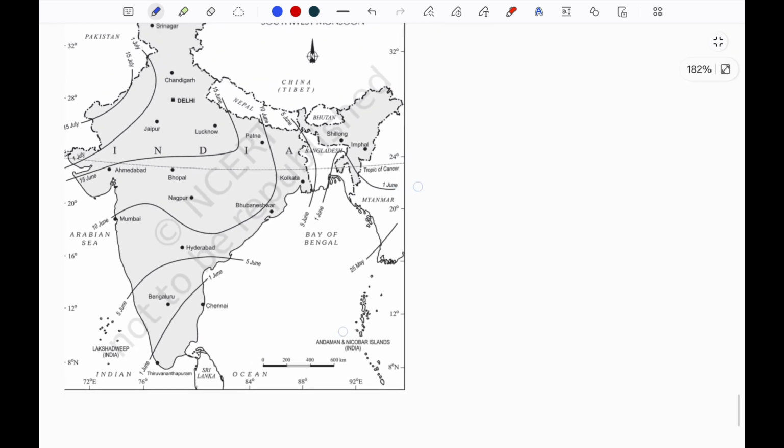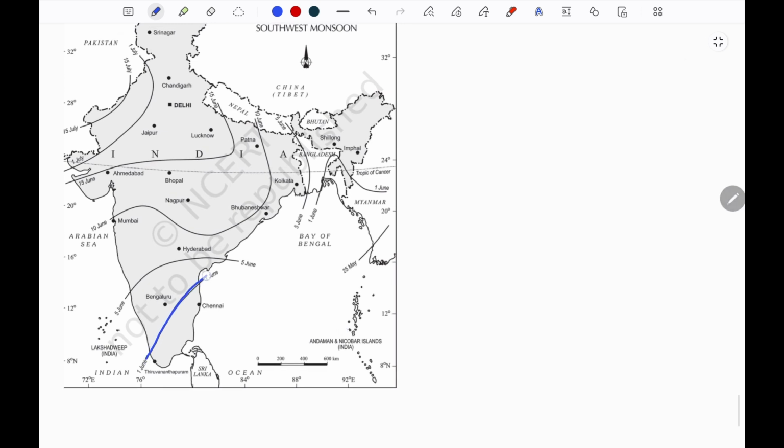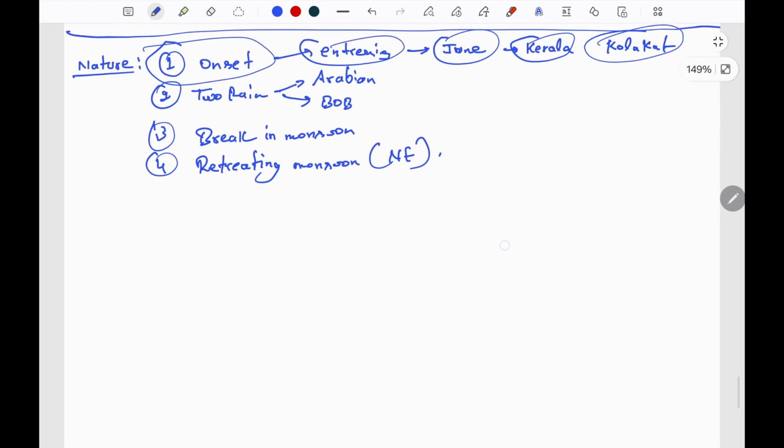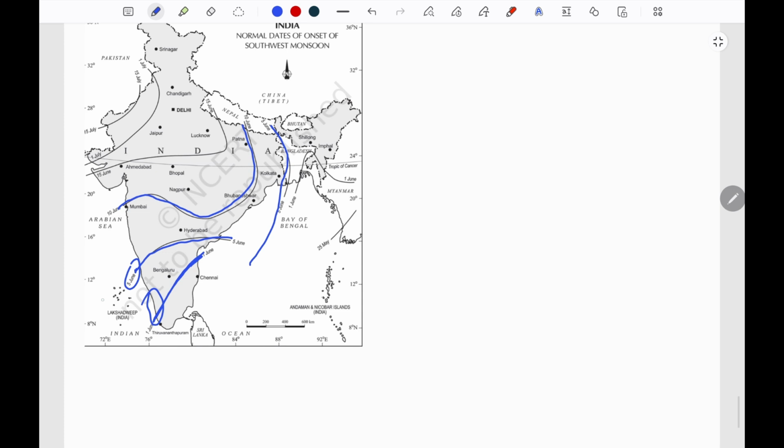In this map you can see the area in which the monsoon appears on the first of June, that is Kerala. Thereafter it appears in the Karnataka area, then Mumbai and the Western Ghats. It also appears in the Kolkata region on 5th June. In northern India, it sets in from 15 June to 1 July. Now it enters from two routes.